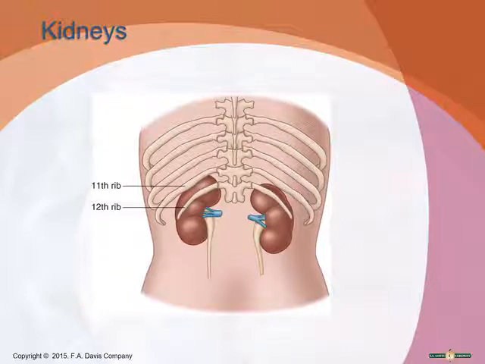Each kidney is about 4 inches long. It's about 2 inches wide and about 1 inch thick. And they extend from the level of the T12 vertebrae, because remember it's underneath the 12th rib, to the L3 vertebrae. The right kidney is a little bit lower than the left because of the liver, which takes up the space above it.